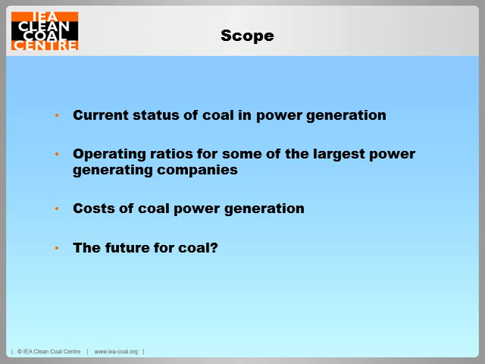I will begin with a brief introduction on the current status of coal in power generation. Then I shall discuss the operating ratios of some of the currently largest power generating companies globally. I will then move on to the costs of coal power generation, especially when operating in peak load, which will involve talking briefly about flexibility issues in coal power plants that were built mainly to operate in baseload but have had to modify their operations with the drive towards the greater utilization of renewable energy and, of course, distributed generation as well. And I shall finish with what the future looks like for coal at this time.